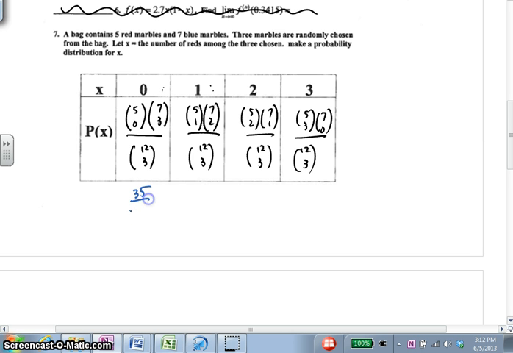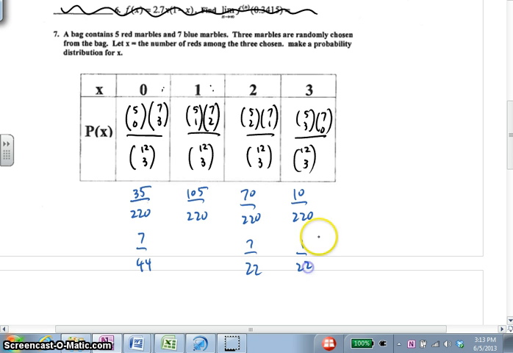This is 35 out of 220. This is 105 out of 220. This is 70 out of 220. And this is 10 out of 220. These all simplify. I think this is 7 out of 44. This is 21 out of 44. This is 7 out of 22. This is 1 out of 22. And so these are the final probabilities.